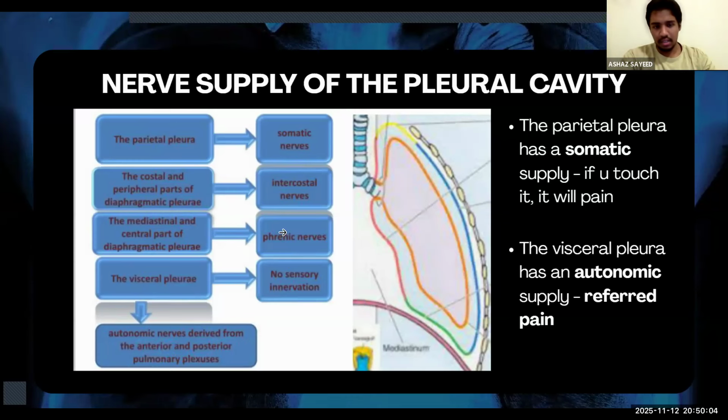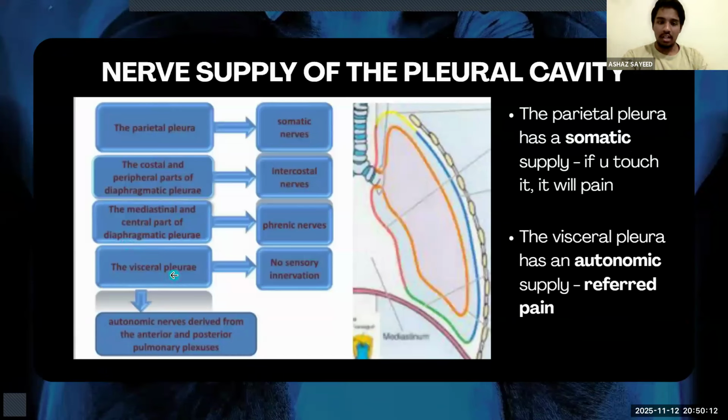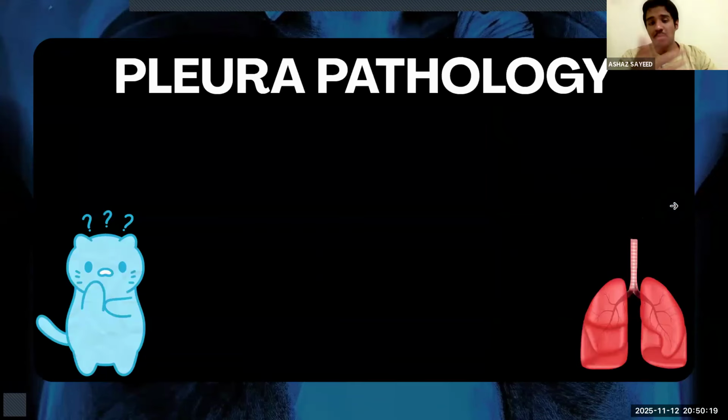I'm not really sure about the phrenic thing. I think it's still somatic. Okay, but for a fact, I know that the visceral pleura is 100% autonomic. It's going to have referred pain. Okay. Now, we'll talk about problems in the pleura itself.